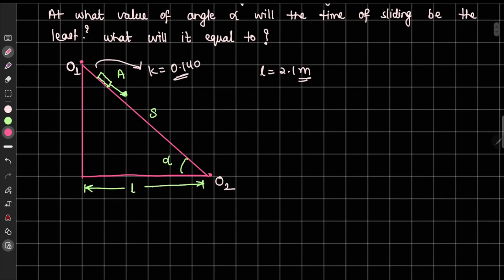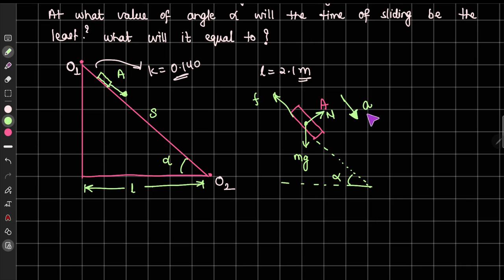For that, let us draw the free body diagram of the body A. So this is body A, which is placed on this surface, which is making an angle of alpha with the horizontal. So we will have the gravitational force mg in the downward direction and the normal reaction from the wedge surface, and we will have the friction force in this particular direction as it is moving in this direction with the acceleration of, let us say, a. So friction force we can write as mu, or k, into N, because it is in the dynamic condition.